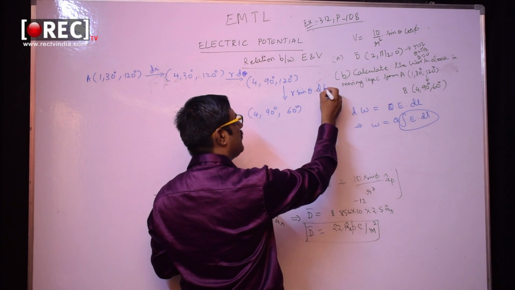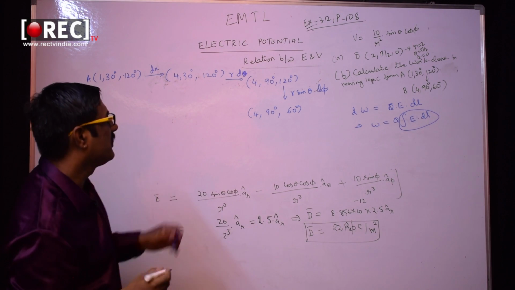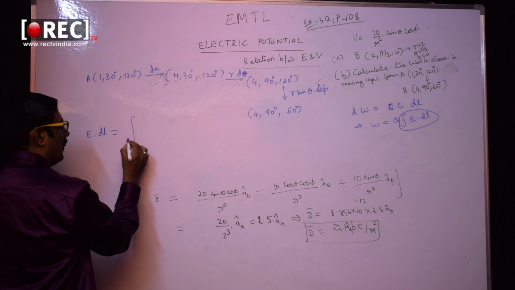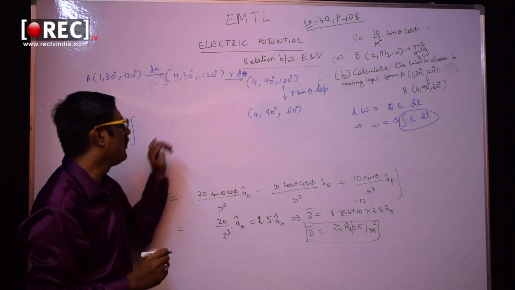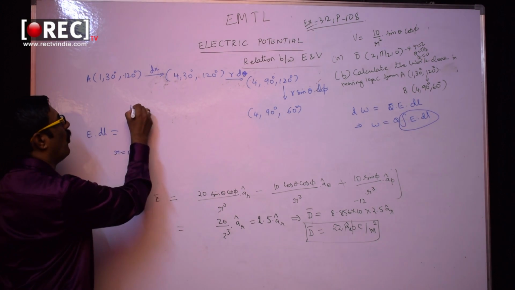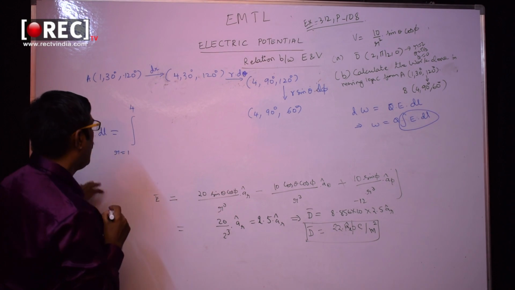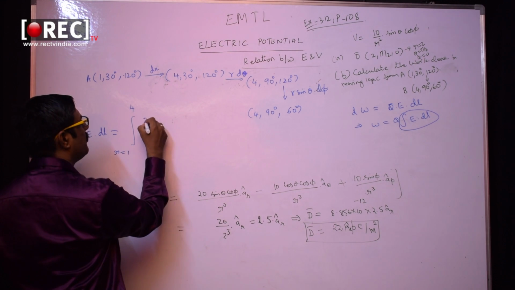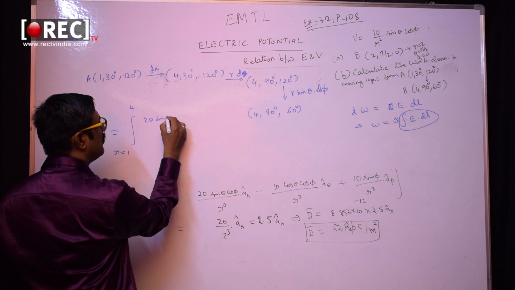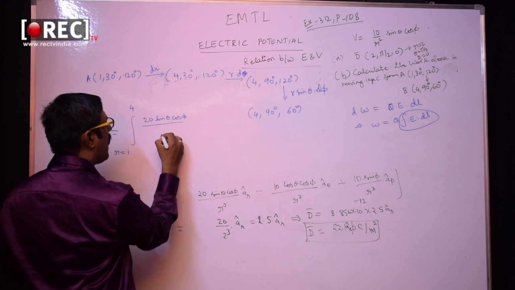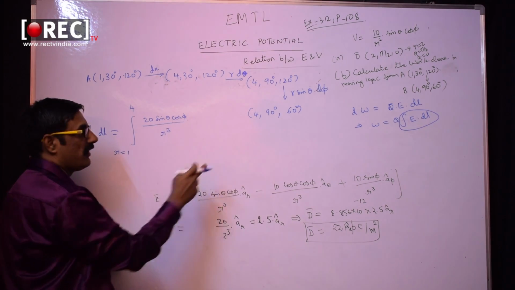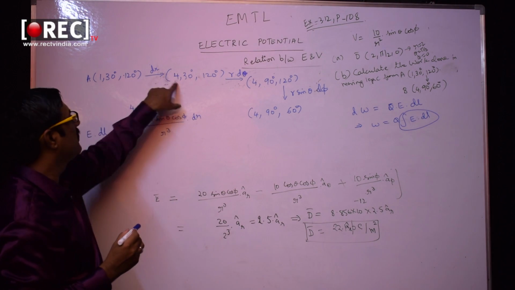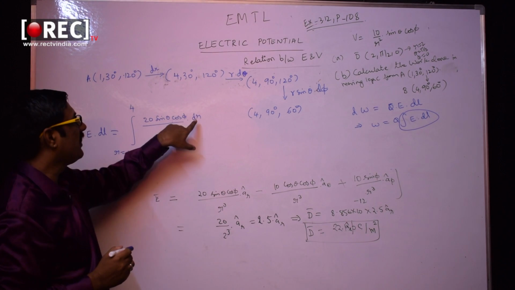Now let us evaluate this line integral. E bar dot dl would be simply, in the first case, r changing from 1 to 4, and E bar we are going to take E r, that is 20 into sine theta cos phi by r cube, into the length element in the first change, which is dr. So the length change in the first r direction change is dr, so dl is replaced with dr.